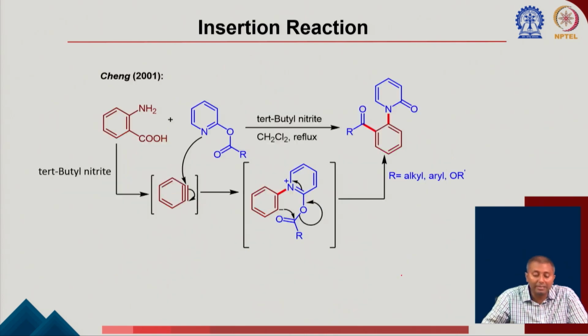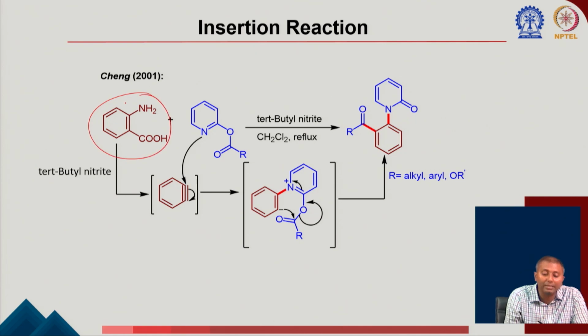Then there is another interesting reaction here. We are starting with anthranilic acid. We have already learned that anthranilic acid, if we use tert-butyl nitrite, is going to generate the corresponding diazonium salt here, the N2+, and then you have this COO-. So it is going to form a zwitterion. From there it is going to get rid of the N2.